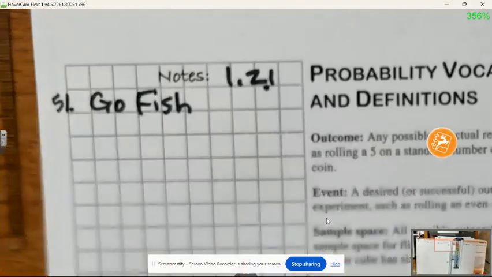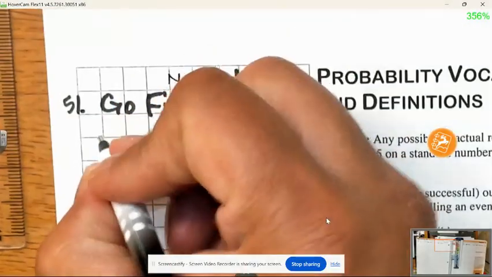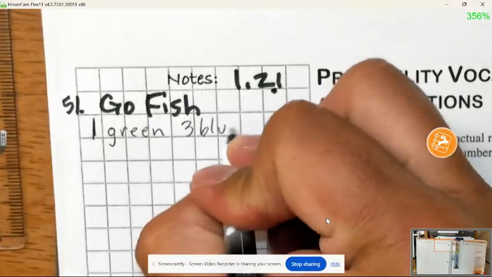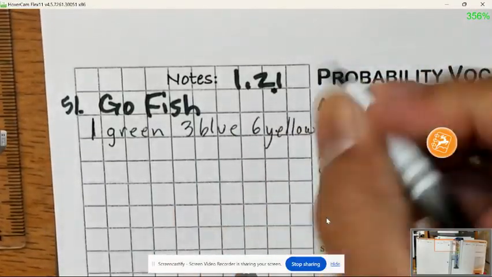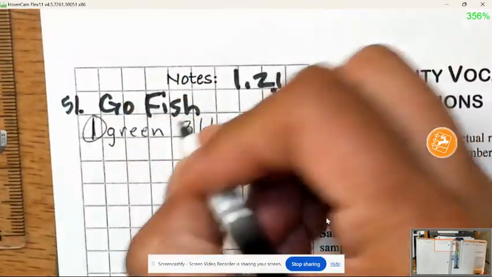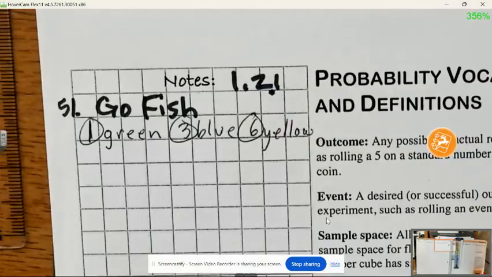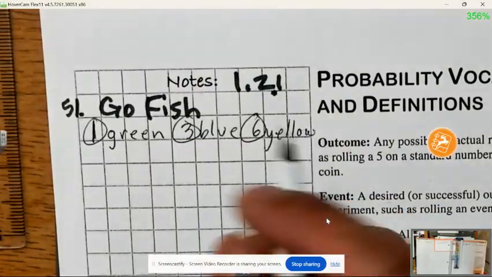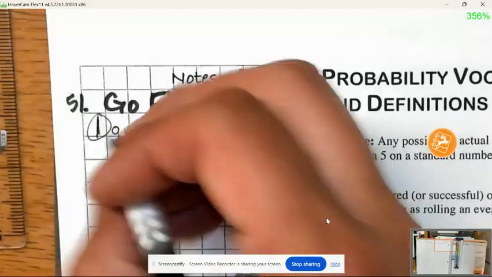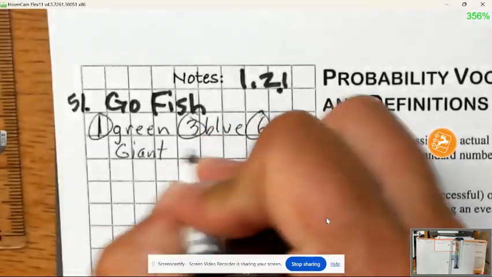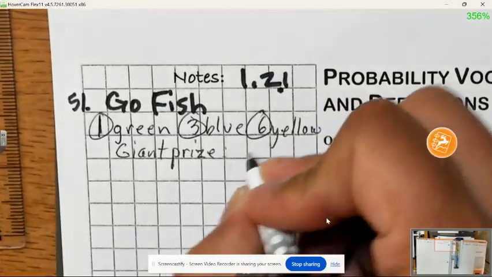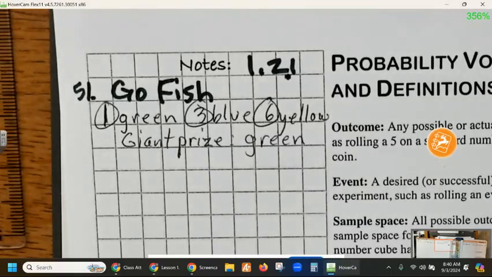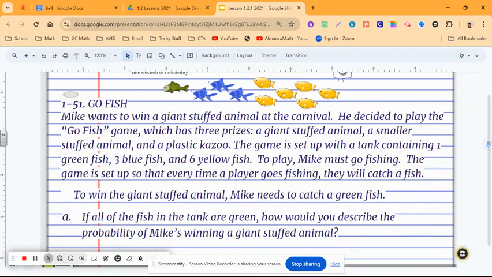Okay, so let's write what the tank setup was. We have 1 green fish, we have 3 blue fish, and we have 6 yellow fish. So here are the numbers that we're dealing with: 1, 3, and 6. And we know that the grand prize is, if he gets a green fish, he's going to win the giant stuffed animal. So the giant prize, and we can look at, well, why is that green fish the grand prize? Okay, so that's for the giant stuffed animal.